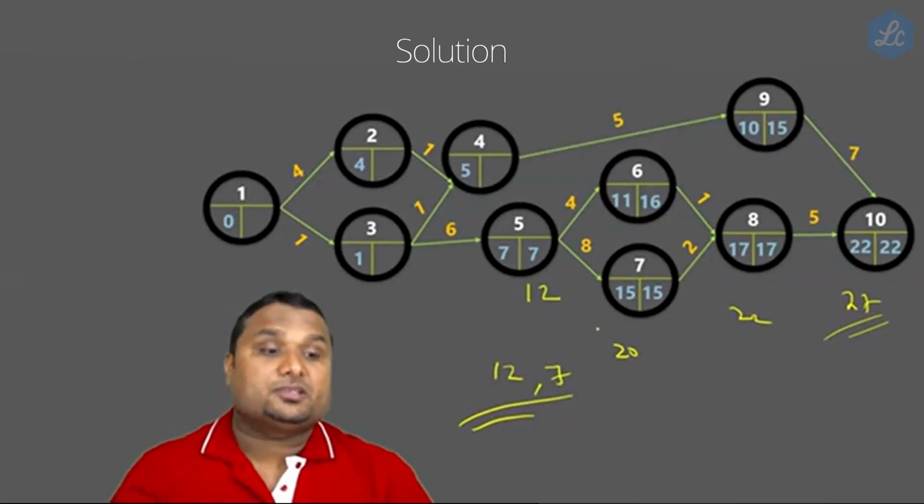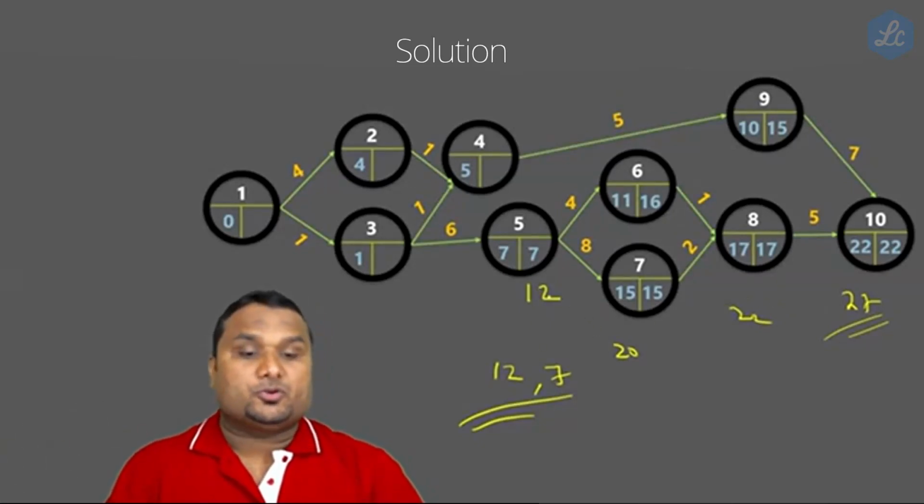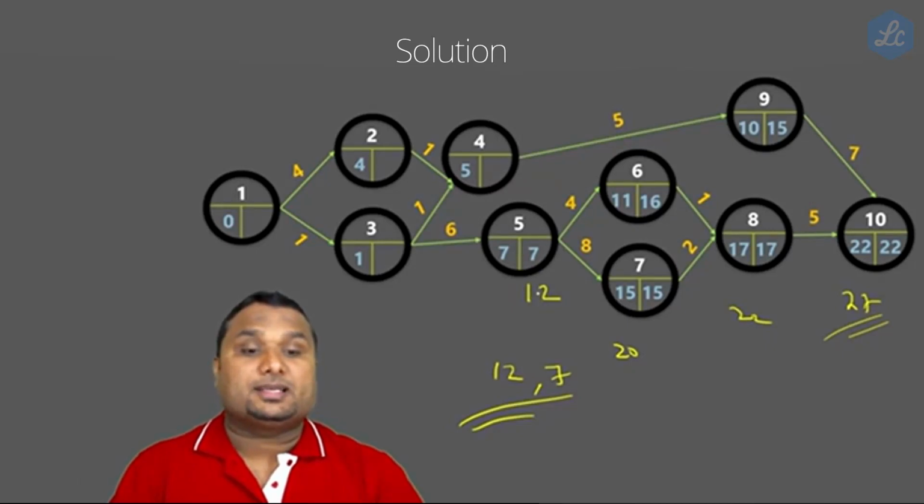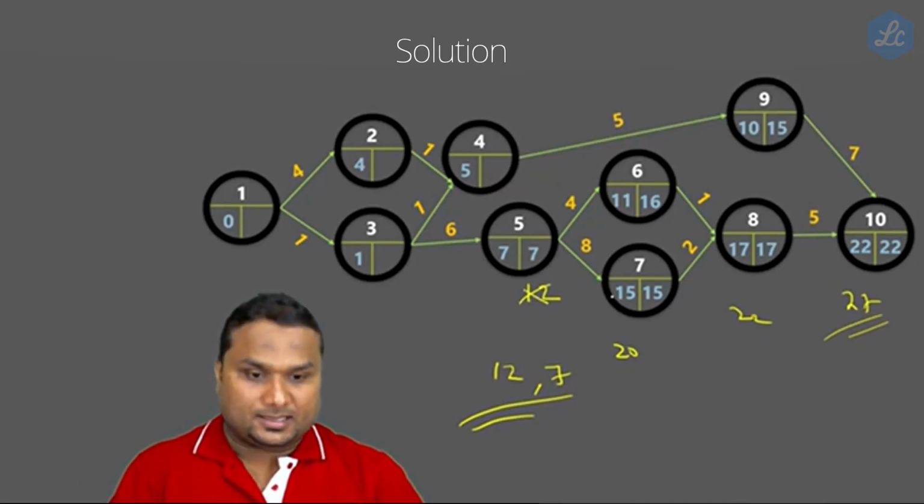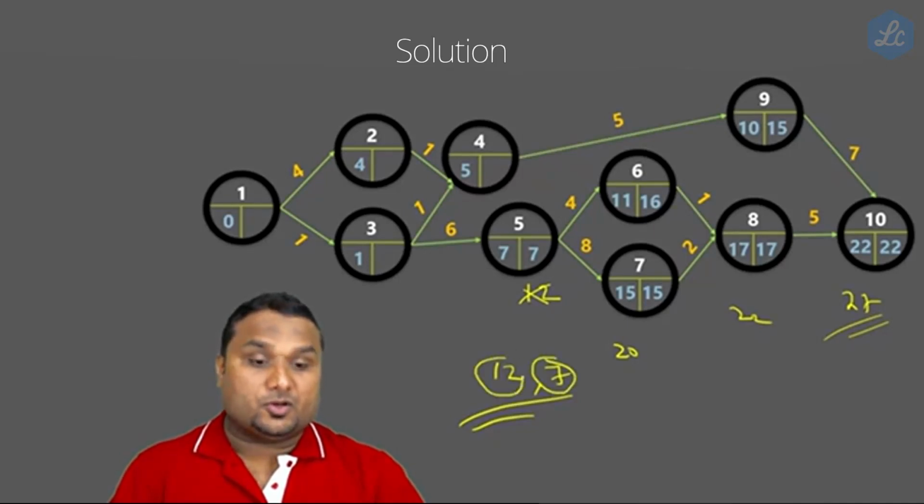It will not be finished in 22. So you can't take the bigger number; you can take the smaller number. So 15 minus 8 is 7, and 16 minus 4 is 12. The lowest number is 7, so we will finish here. We will put 7 here.